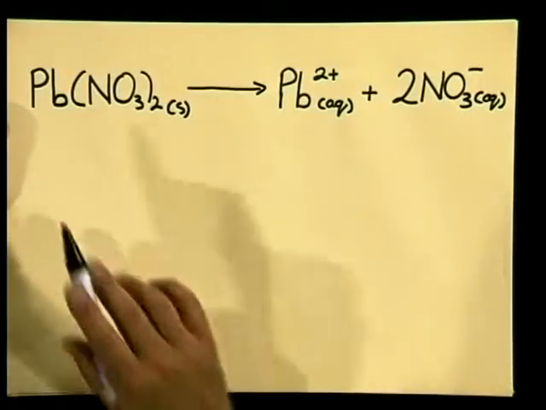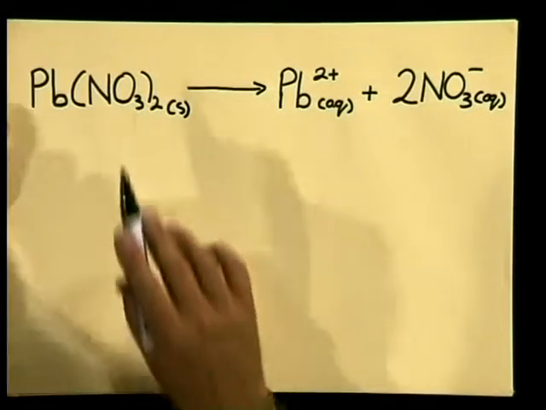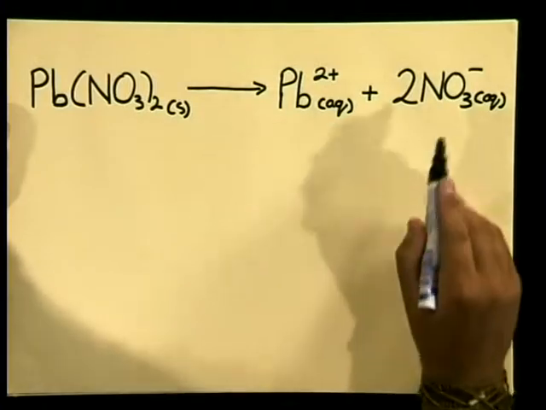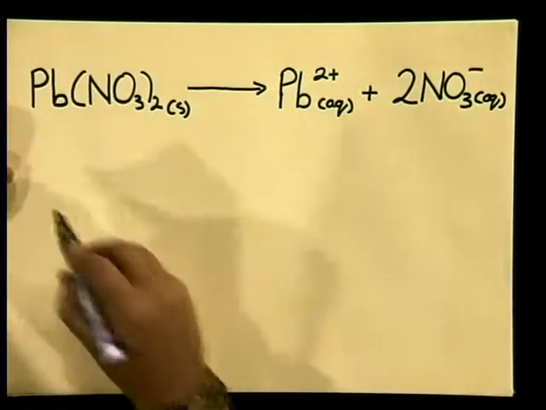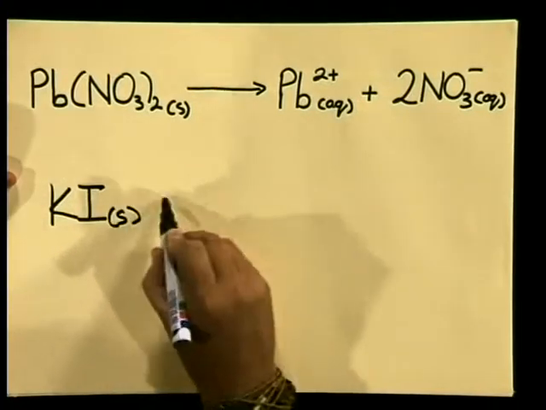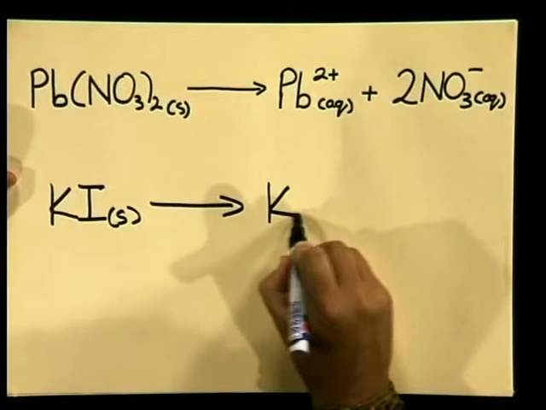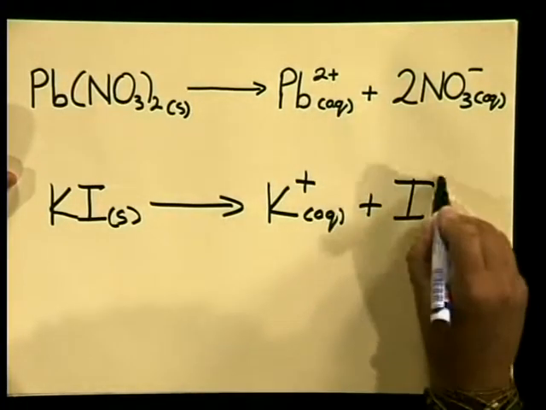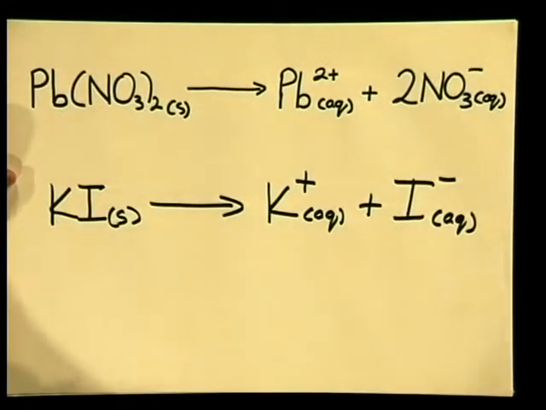Before we continue with this experiment, I would like to write down the ionic equations to show you the dissociation of these salts in water. Here is our first dissociation equation. Lead nitrate will dissociate to form lead 2 plus ions and nitrate ions. Now the potassium iodide, with the formula KI, will also dissociate to form potassium ions in aqueous solution and iodide ions, also in aqueous solution.